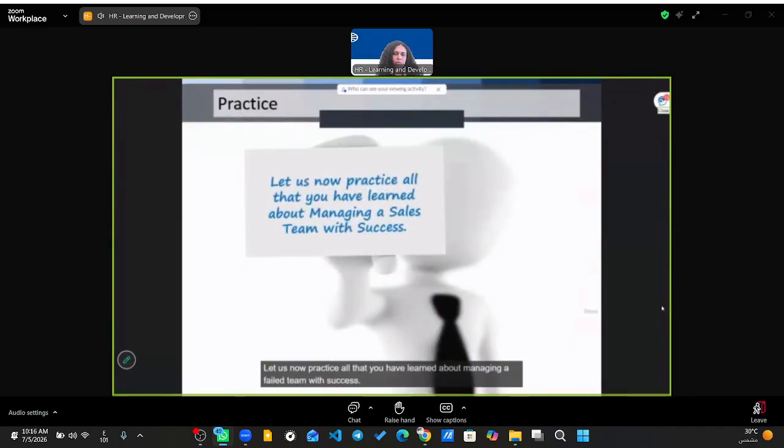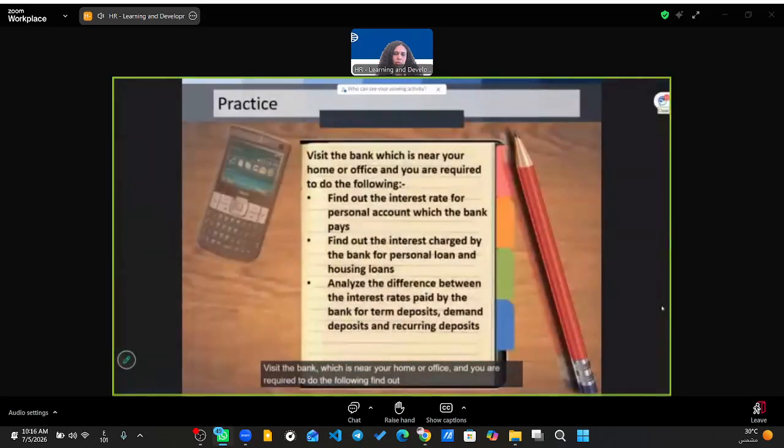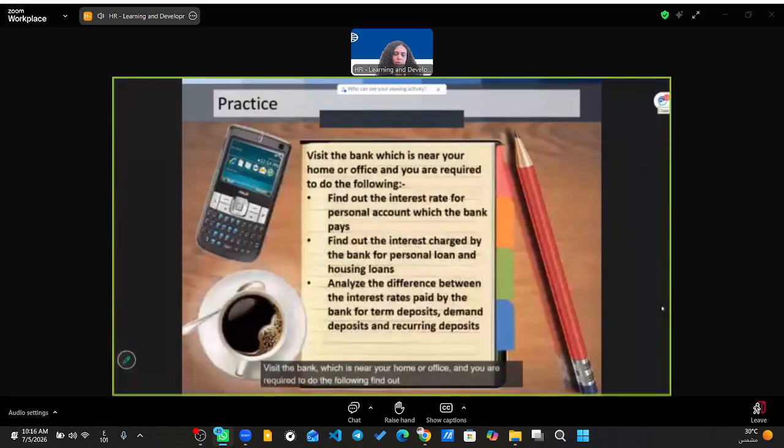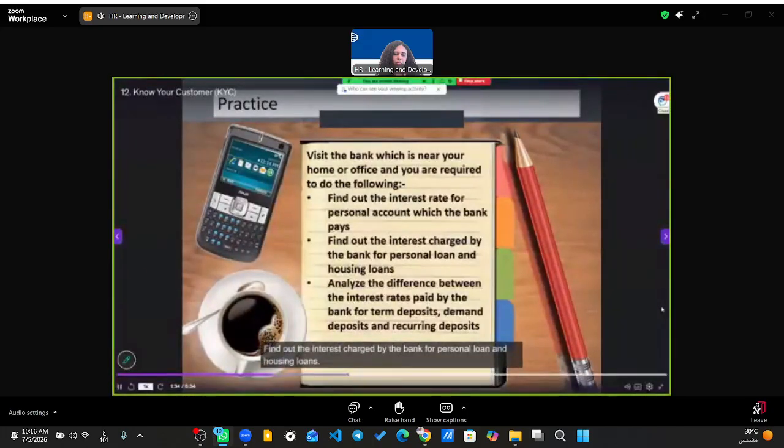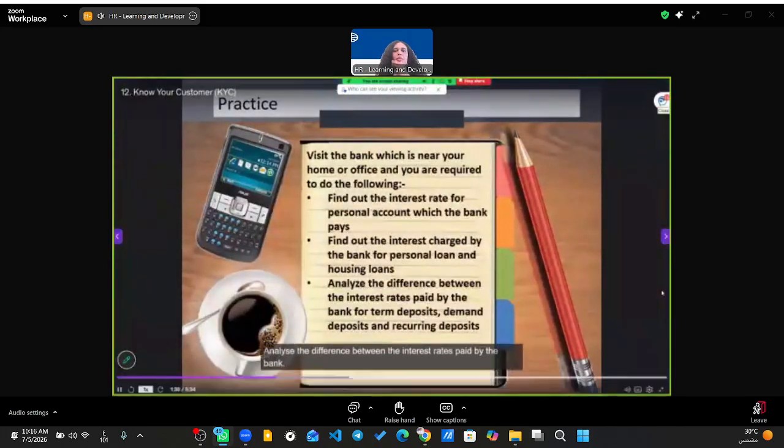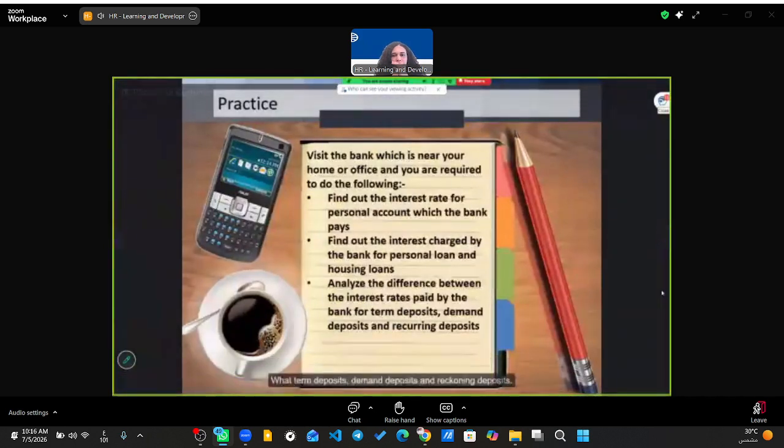Let us now practice all that you have learned about managing a sales team with success. Visit the bank which is near your home or office, and you're required to do the following. Find out the interest rate for personal account which the bank pays. Find out the interest charged by the bank for personal loan and housing loans. Analyze the difference between the interest rates paid by the bank for term deposits, demand deposits, and recurring deposits.